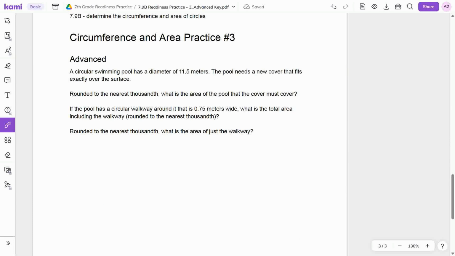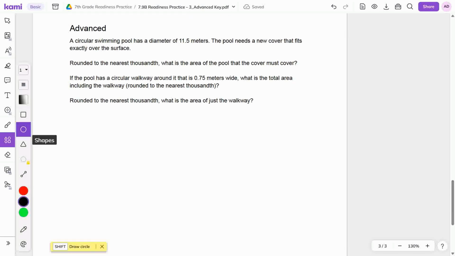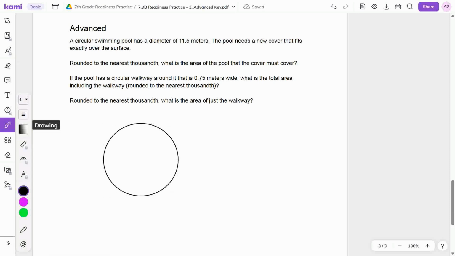For number 3, we have a circular swimming pool, and the diameter is a decimal. All right, so let's get our circular swimming pool. Let's label our diameter. And we can say all of this right here is 11.5 meters. All right. Needs a new cover that fits exactly over the surface. So to the nearest area, what is the area of the pool that the cover must cover?